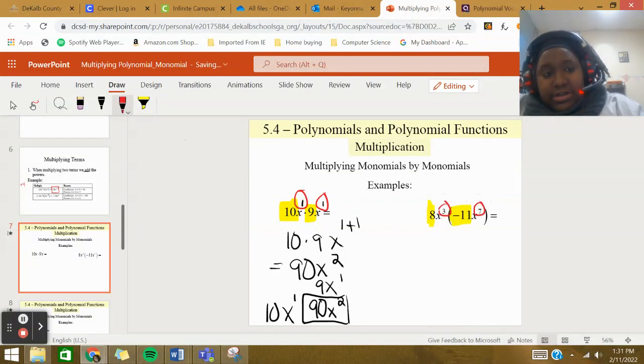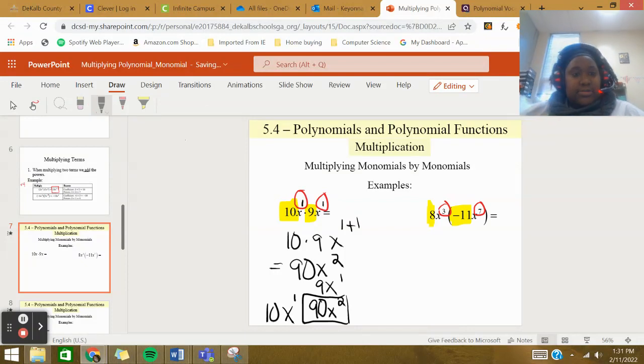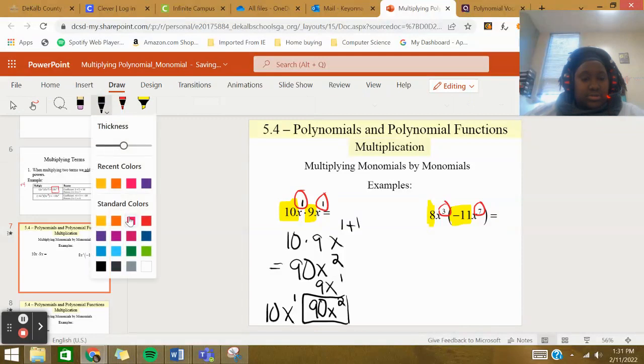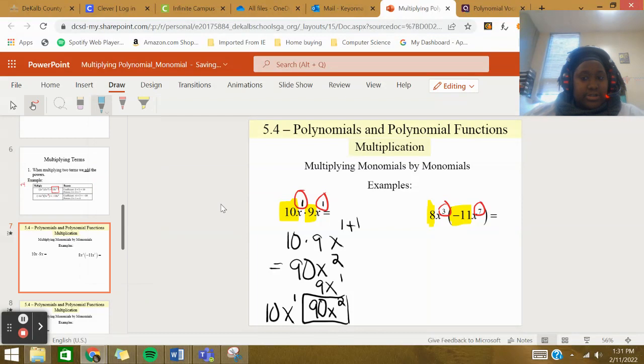Again, I'm multiplying my coefficients. I wonder why it won't let me change colors. Let's see. No, it's let me do it. Let's do blue and red.